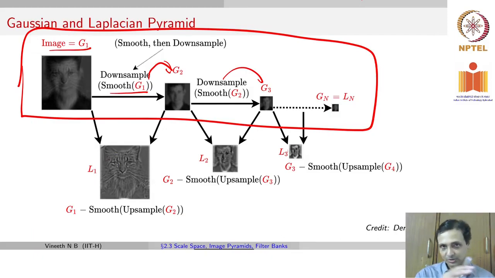Once you get your G2, which is your smoothened and downsampled image, you again upsample G2 and again smoothen it. Now when you compute G1 minus G2, that gives you a quantity called L1. The reason why we call L1 a Laplacian pyramid is because a Laplacian can be written as a difference of two Gaussians. Why so? Let's try to see it a little illustratively at this time.